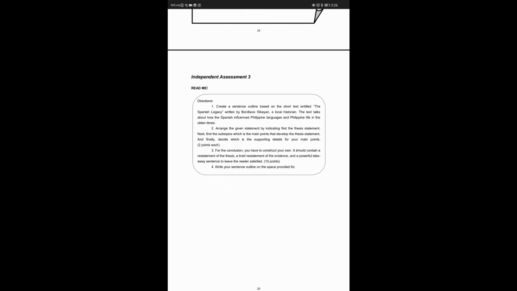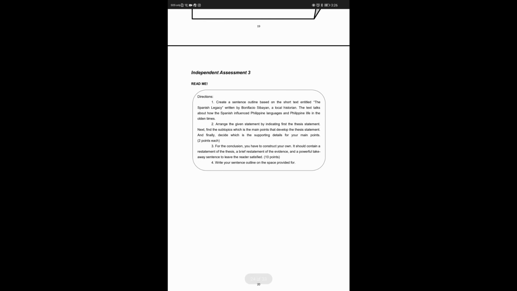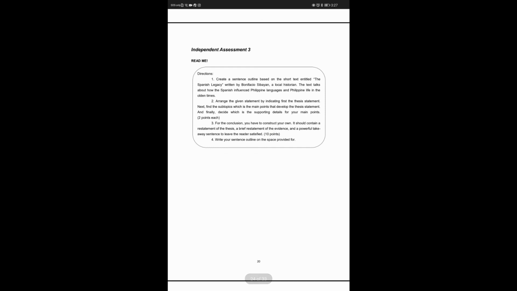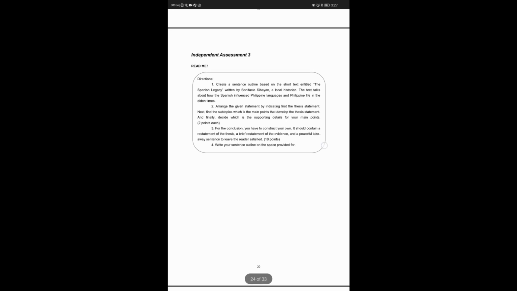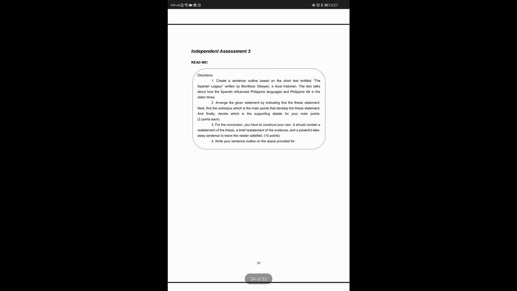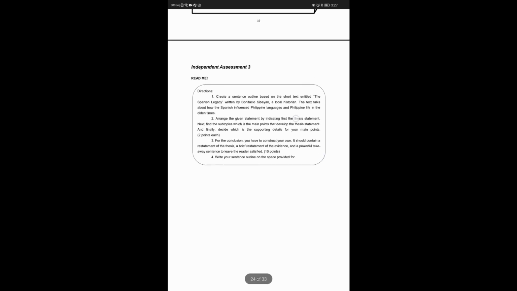Next, find the subtopics, which is the main points that develop thesis statement. And finally, decide which is the supporting detail for main points. Okay? And then for your conclusion, you have to construct your own, sarili nyo ng conclusion to. It should contain a restatement of the thesis, a brief restatement of the evidence, and a powerful takeaway sentence to leave the reader satisfied. And then fourth, write your sentence outline in the space provided for.